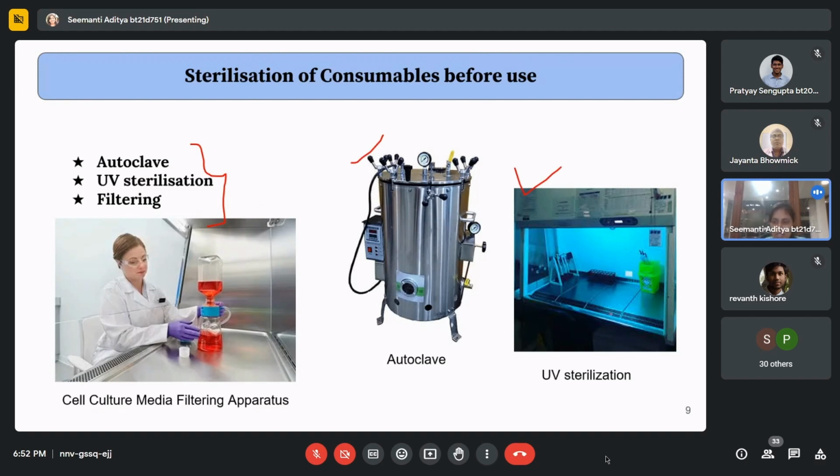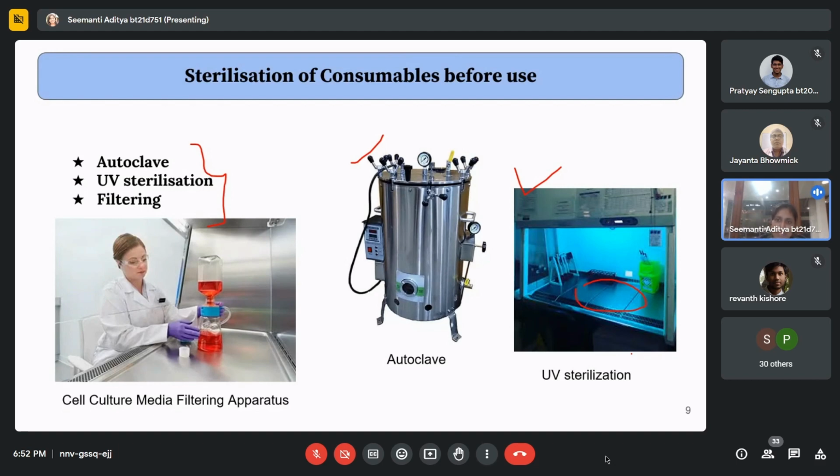So this is the cell culture hood. As you can see, inside the cell culture hood there are pipettes, pipette holders, and some tubes. We also generally prefer to keep our gloves and tip boxes inside it before keeping it for UV, so that we can sterilize the entire surface with UV.